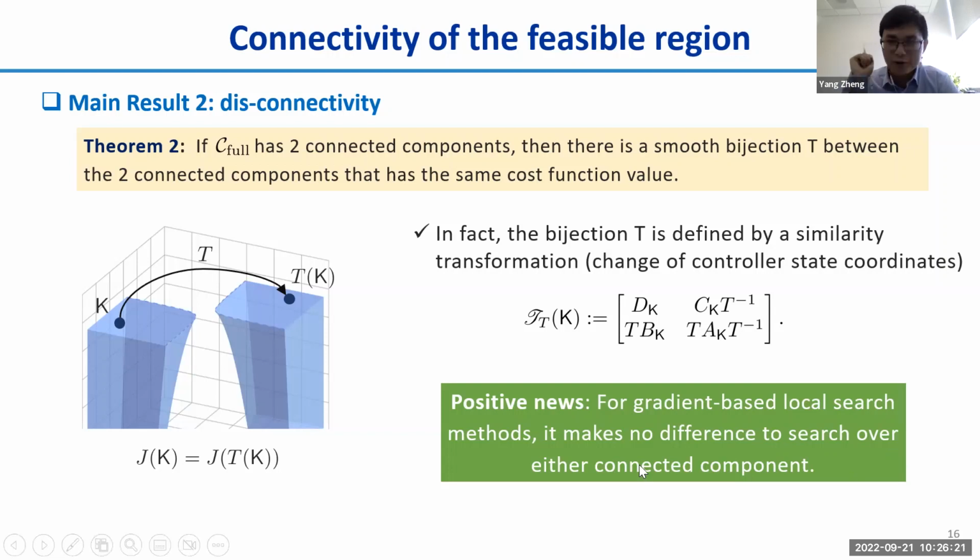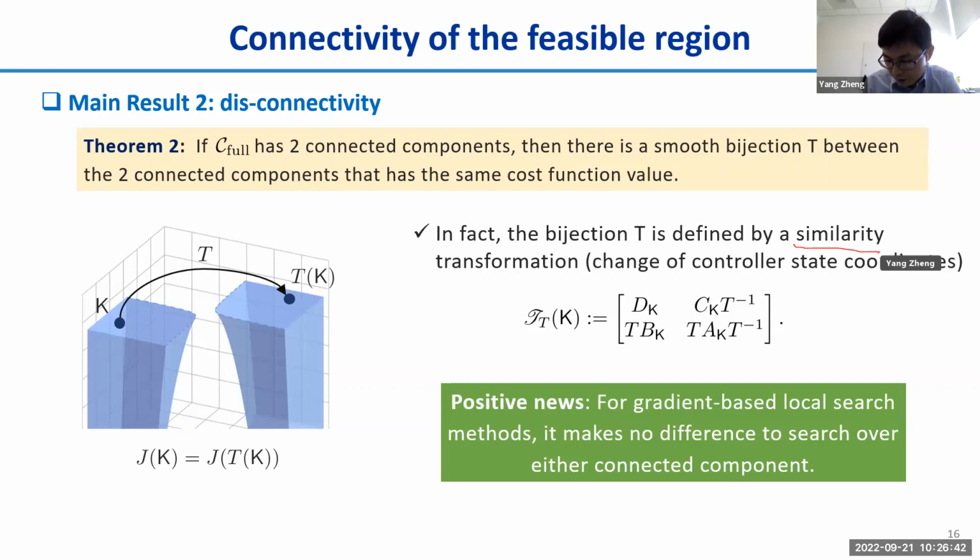So any questions up to this point? Yes, could you briefly explain more about why the existence of a smooth bijection makes the cost the same? I was kind of slow on that. Yeah. So this bijection is defined by a similarity transformation.